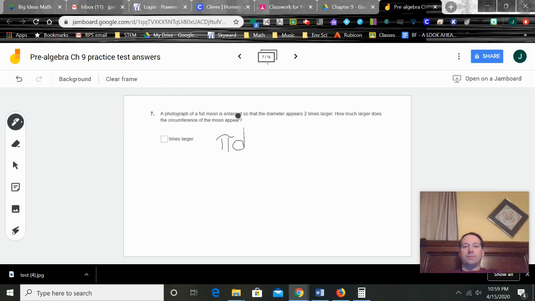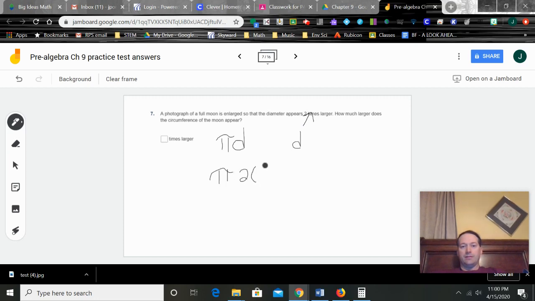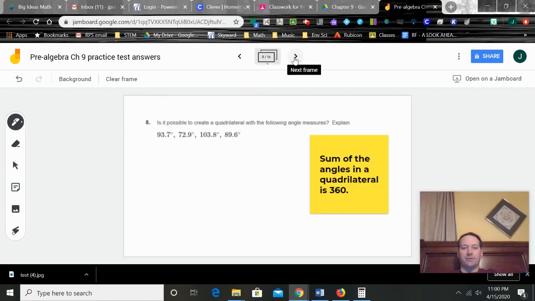Next one. A photograph of a full moon is enlarged so that the diameter appears 2 times larger. How much larger does the circumference of the moon appear? Well, the formula for the circumference is pi times the diameter. It doesn't matter what the diameter is. Let's just call the diameter D. Make it easy. If the diameter is 2 times larger, that means it's really pi times 2 times D. How much bigger is this than this? It's clearly 2.